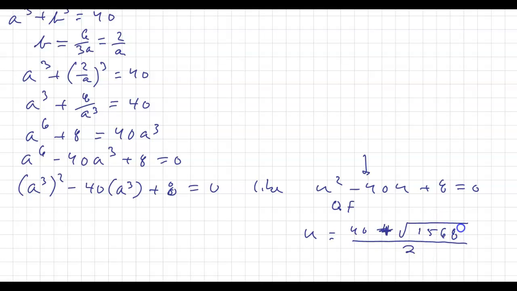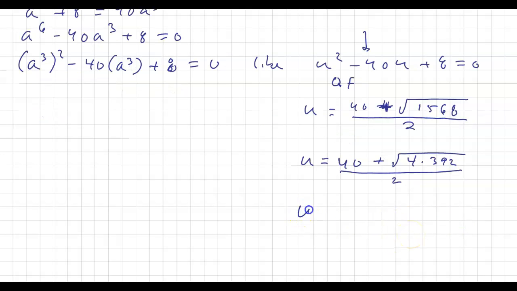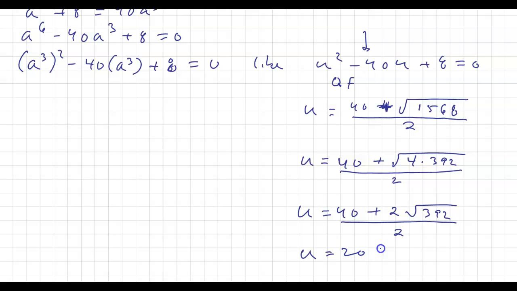Now, what works out nicely is that this 1,568 is actually divisible by 4. It's 4 times 392. And that lets me go even further because the square root of 4 is 2. And finally, I can divide both terms by 2 and get this answer for u.